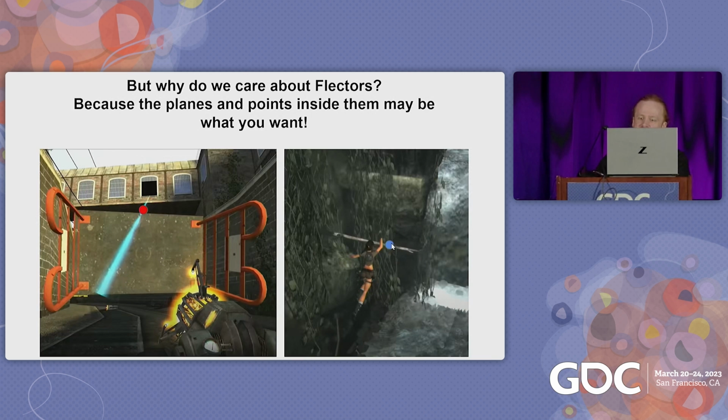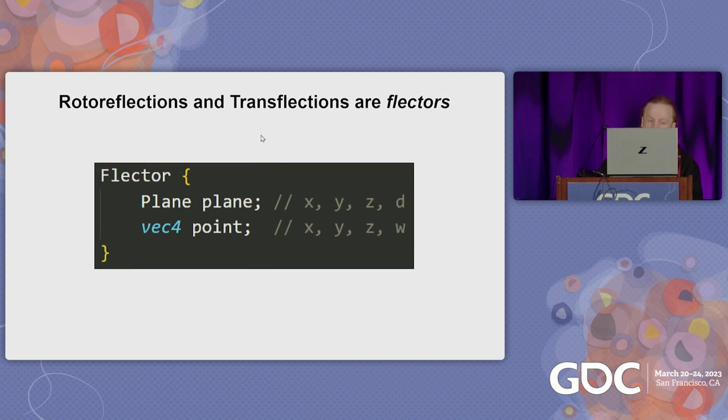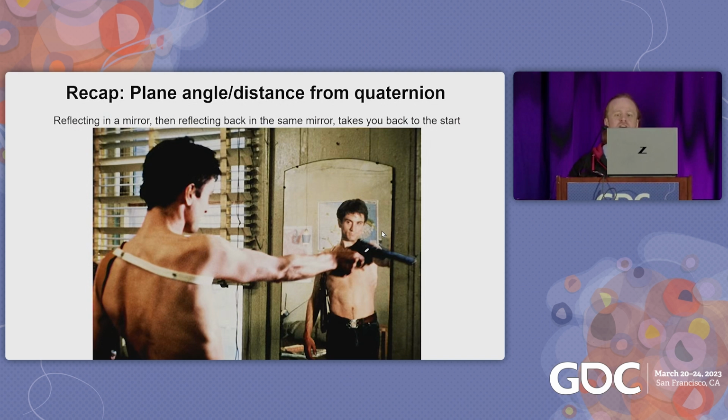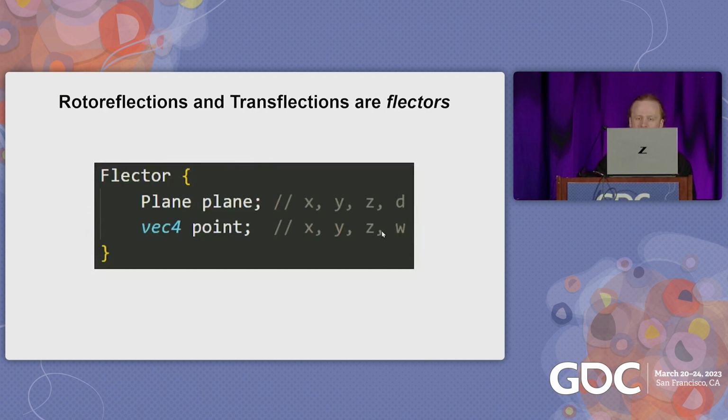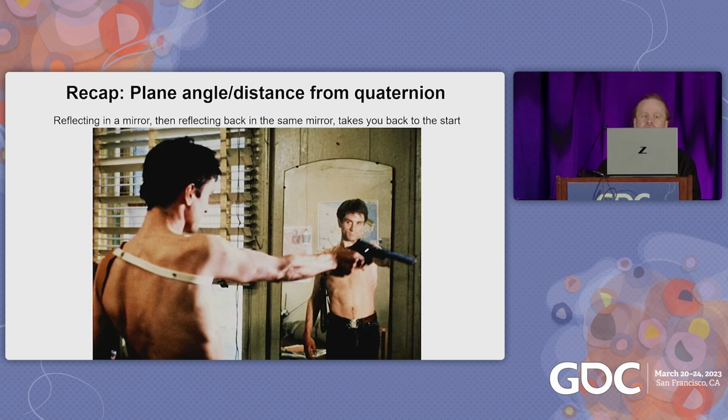And if you want to get, say, the point on this branch that is as close as possible to Lara's hand, this is something that you'll extract from a transflexion. So we probably should represent these in code, but it's very easy. You just have to have a little bit of, a plane and a point, right? And this is what defines a flector. Let's recap our understanding of quaternions to see a bit more about how we're going to extract these things. So plane, angle, distance from quaternion is something that we did earlier.